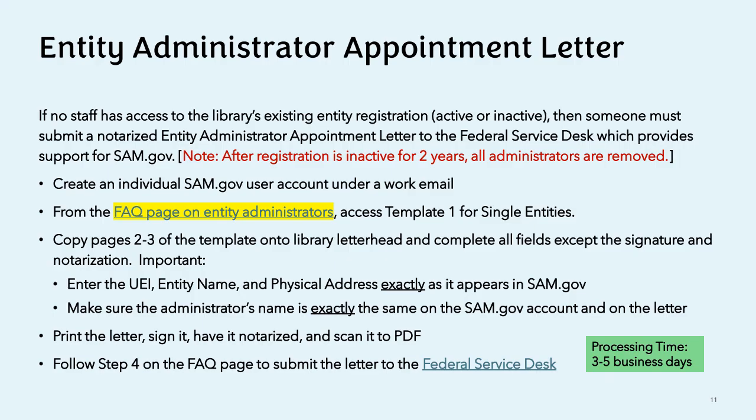So you'll print it, sign it, have it notarized, and scan it back to PDF. You'll then return to that FAQ page, and that has instructions for submitting the letter to the Federal Service Desk. It usually takes about 3 days for them to process your letter, so you can get access to the entity again fairly quickly.